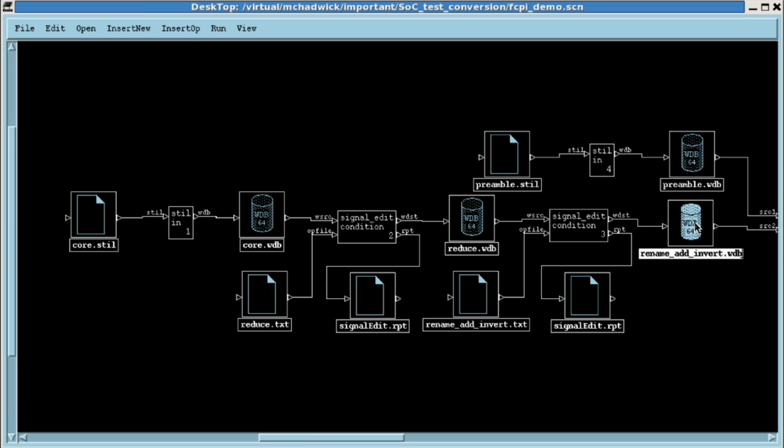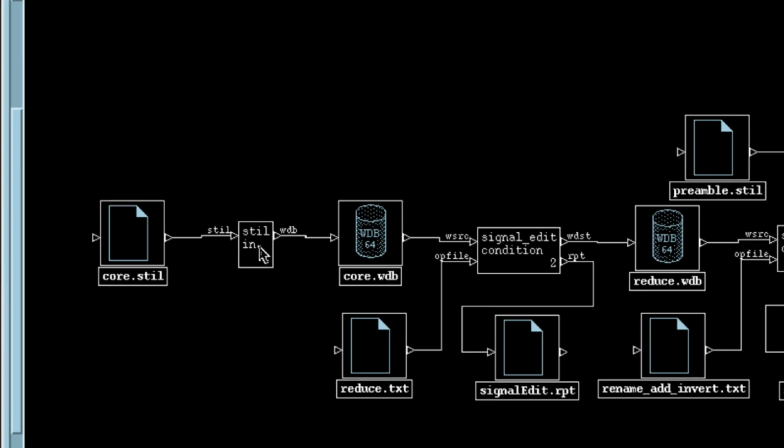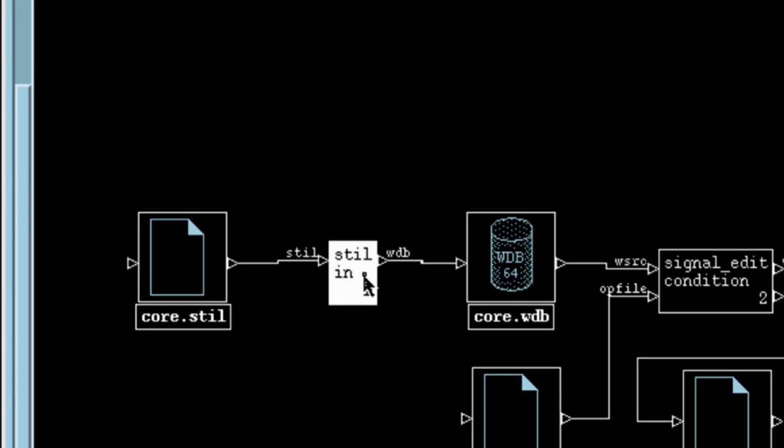Now let's go back to the desktop and step through the flow. The first operation is to convert the core level style file to a waveform database. This conversion makes it easy to perform other data manipulations without resorting to editing ASCII files with scripts.